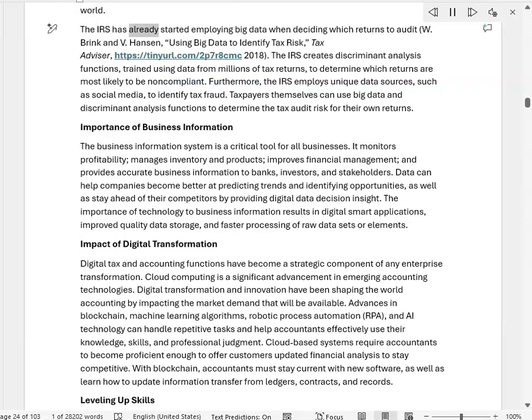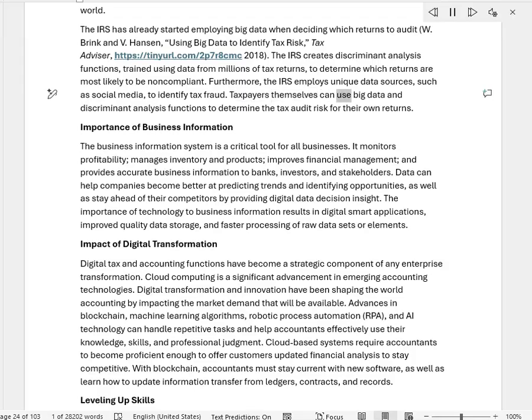The IRS has already started employing big data when deciding which returns to audit. W. Brink and V. Hansen, Using Big Data to Identify Tax Risk, Tax Advisor, 2018. The IRS creates discriminate analysis functions, trained using data from millions of tax returns, to determine which returns are most likely to be non-compliant. Furthermore, the IRS employs unique data sources, such as social media, to identify tax fraud.